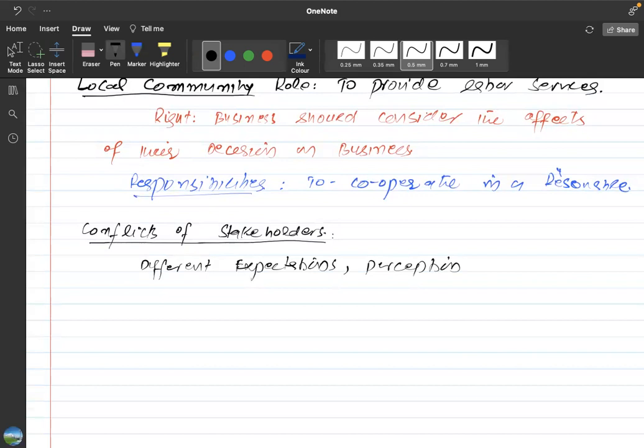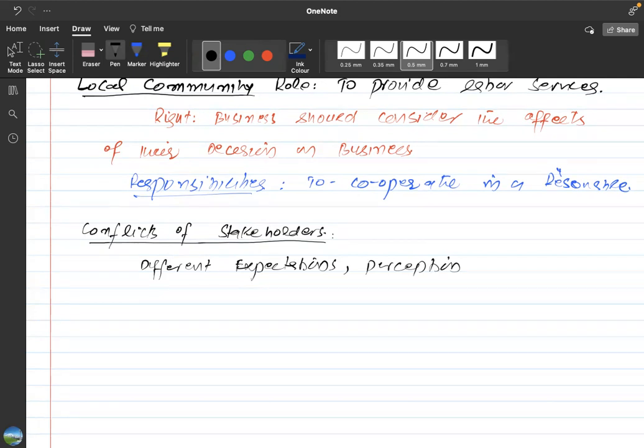For example, the expectation of the shareholders might be different from the expectation of the employee. It might also be different from the expectation of the government. A few people want more profit out of the company, and a few other people might want to reinvest into the business to have more growth.